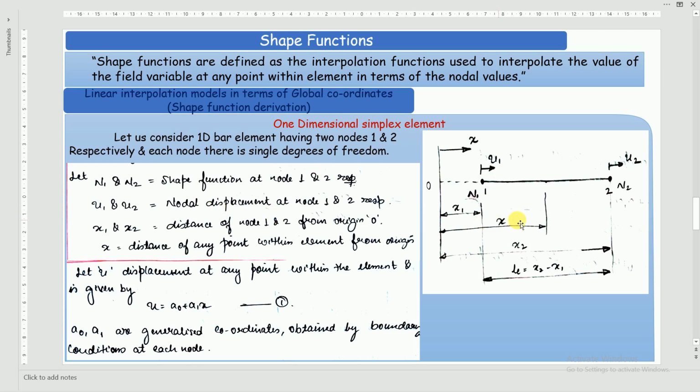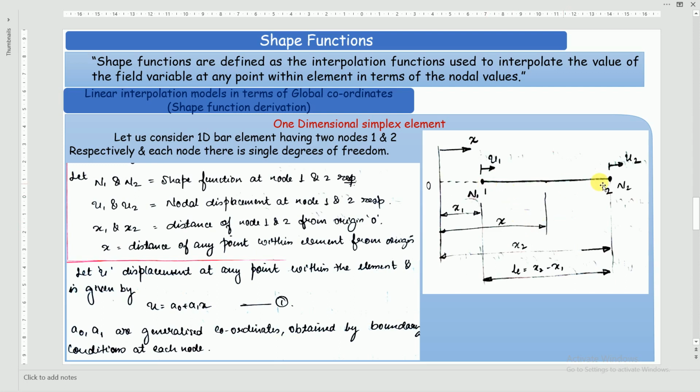Now since we are considering all linear cases, all the displacement field variables vary linearly. So draw this figure. Whenever it has been told to solve in terms of global coordinates, you have to mention this. If it is natural coordinates, you have to draw the previous first figure, wherein you indicate xi equal to -1 at the first node, xi equal to +1 at the second node, and xi equal to 0 at the center of the element.